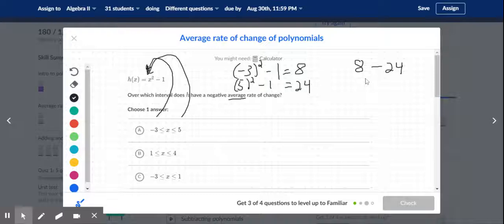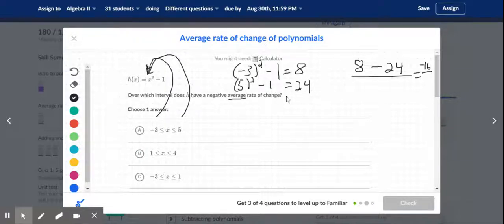Okay, this is a part of a bigger formula. In my formula, I take my two answers, 8 and 24, and that tells me how much the function changes. So that tells me that it went down 16, right? 8 minus 24 is -16. But we also need to compare what happened to the x coordinates over the same time.